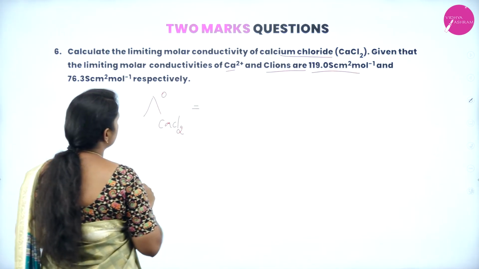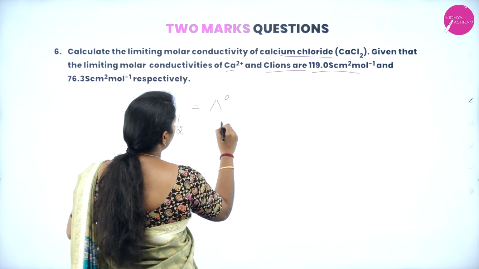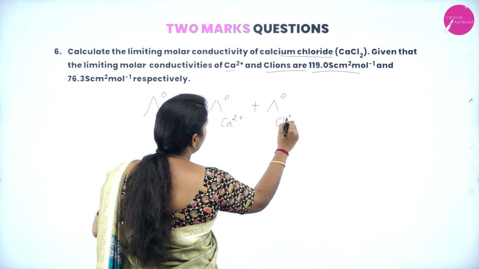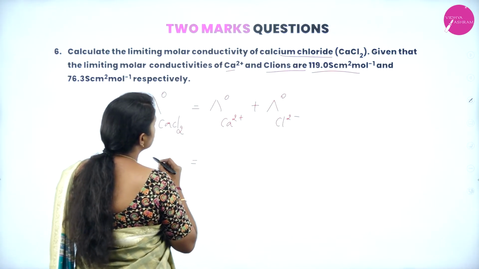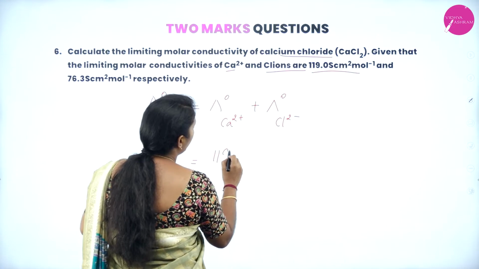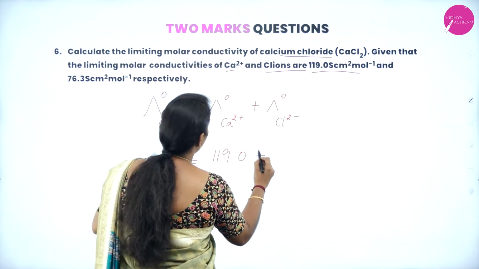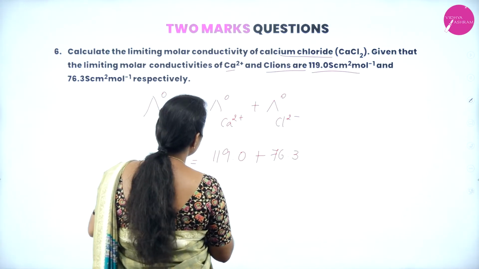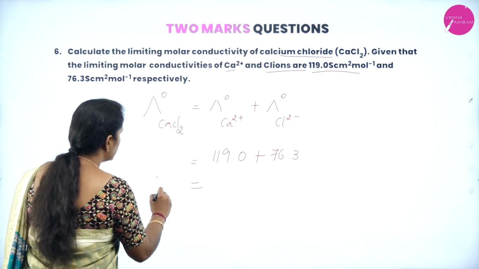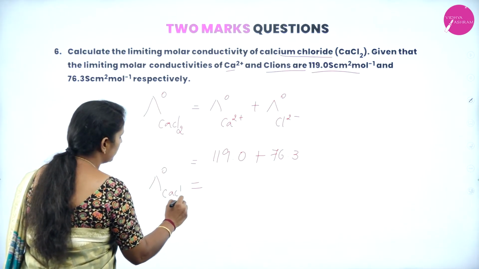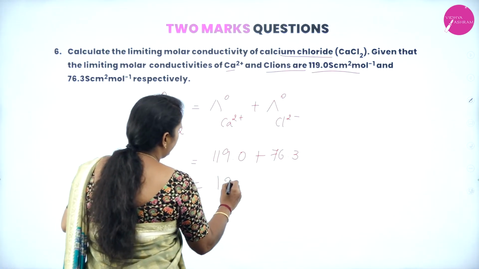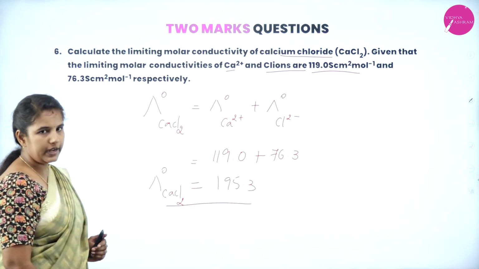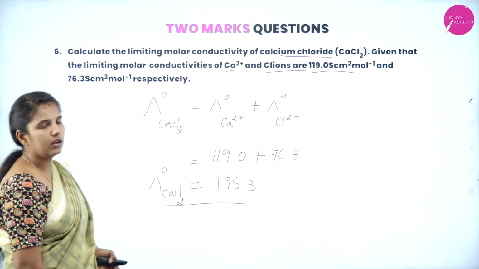So it is obtained by the sum of the limiting molar conductivity of the cations plus that of the anions. Correct? So what is the value they have given? It is 190.0 plus 76.3 Siemens centimeter square per mole. So the limiting molar conductivity of calcium chloride is 195.3. Like this, they can ask you to calculate the limiting molar conductivity by giving any aqueous solution.